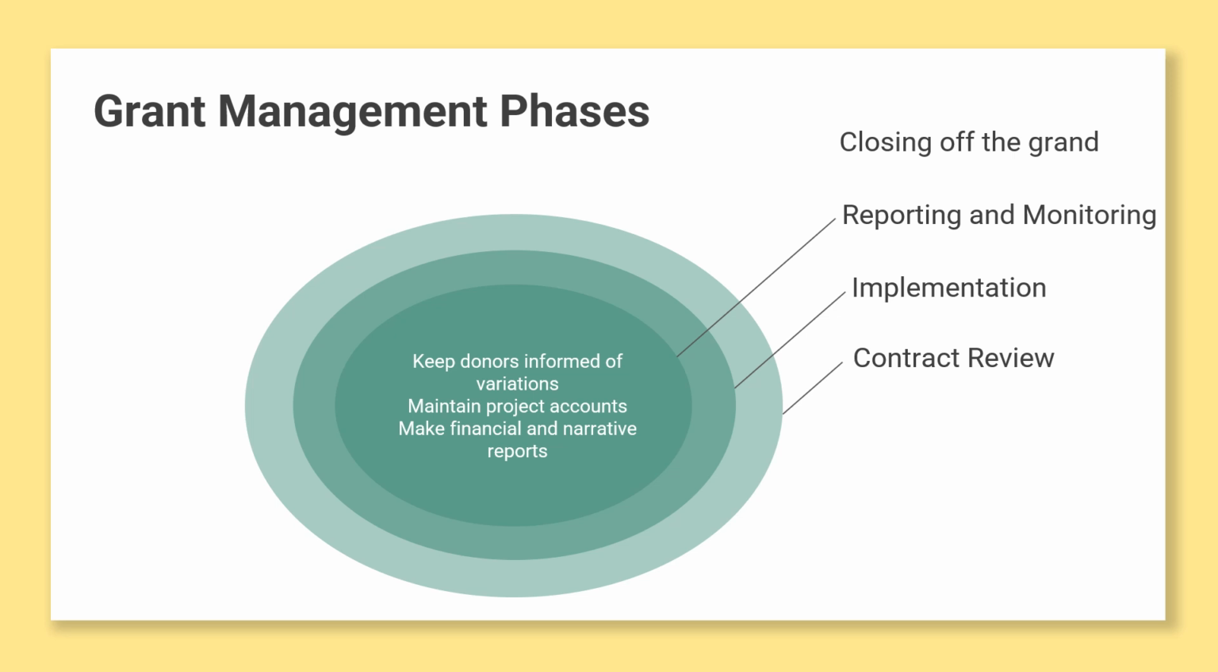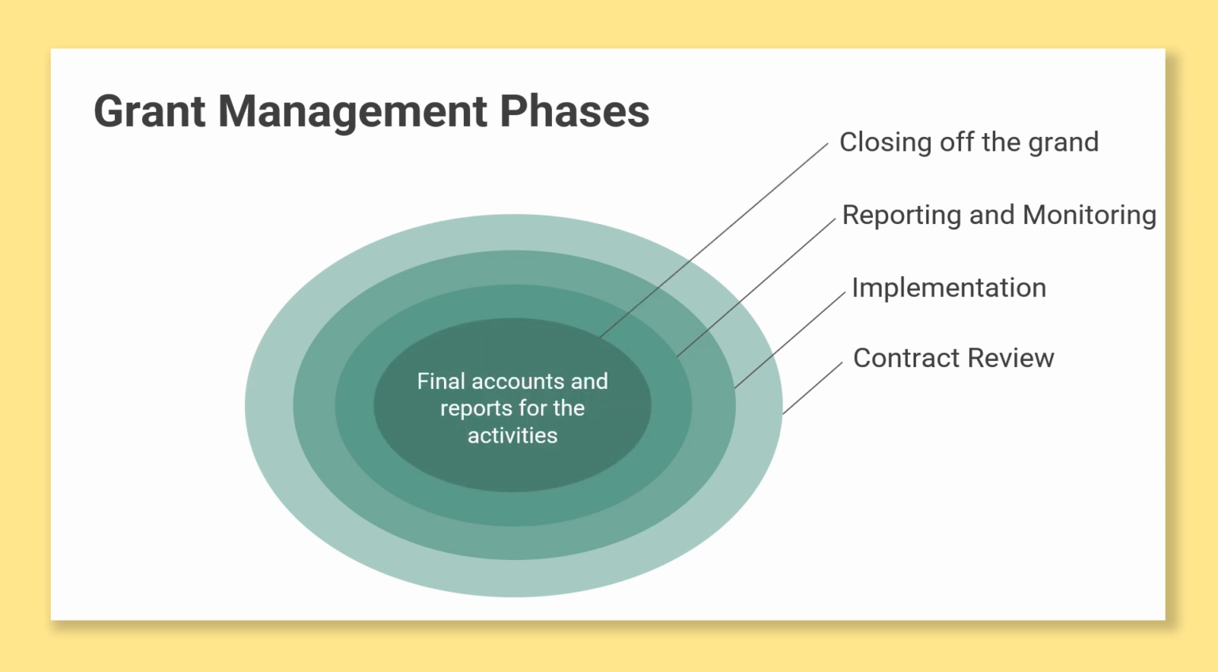3. You should also continuously monitor and report your activities and expenditures. Keep donors informed, maintain project accounts, make financial and narrative reports. In some cases, it might be possible to transfer between different budget lines in the agreement, but always consult with your donor first. 4. Once you are closing the project, make sure to prepare final accounts and reports for the activities you have carried out and send them to your donor.